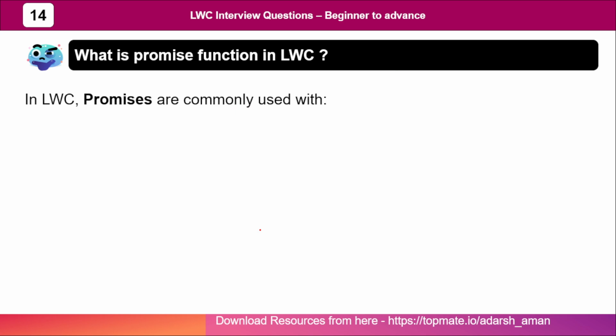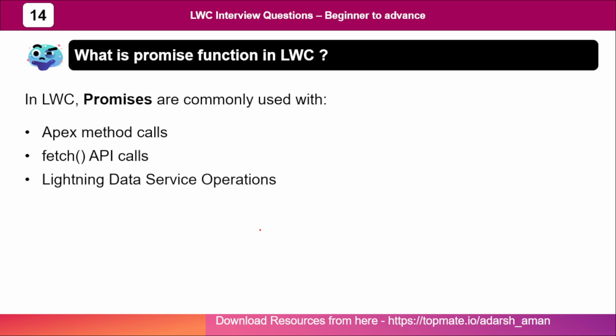In LWC, promises are commonly used with apex method calls, fetch API calls, lightning data service operations, any asynchronous JavaScript code. So whenever you are calling all these methods, it will be asynchronous. Data will not come immediately whenever we are calling it. It will take some time and it will run on a separate thread.